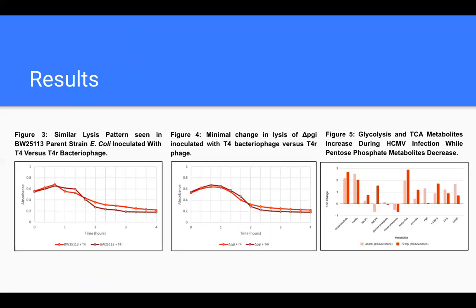The third graph shows metabolite changes when infected with the HCMV virus and shows how certain important molecules for creating energy change in the cell, either increasing or decreasing in level when infected.